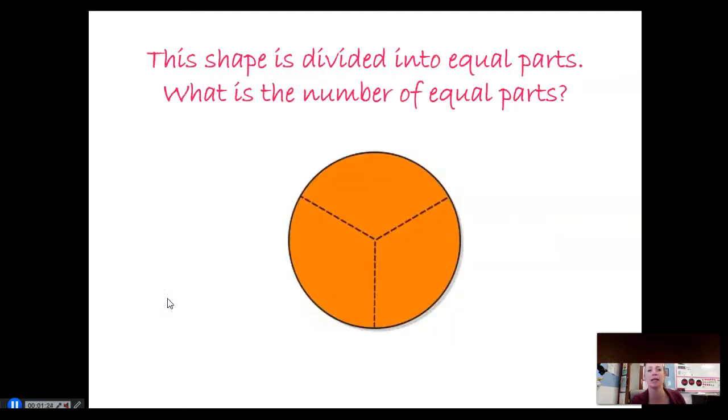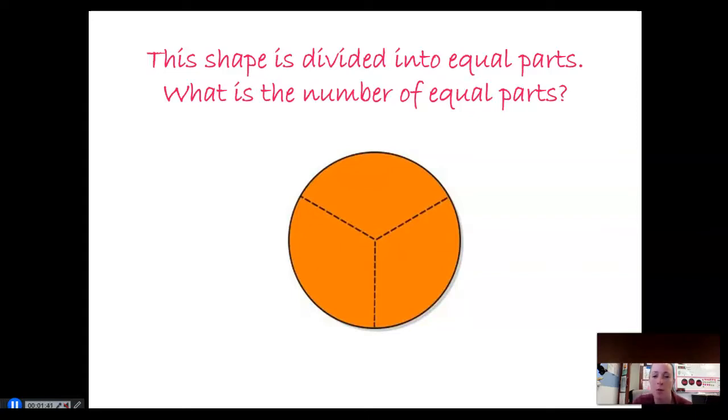This shape is divided into equal parts. What is the number of equal parts? Your answer should be a number. Notice that it did not say what fraction. It says what number. So what is the number of equal parts?